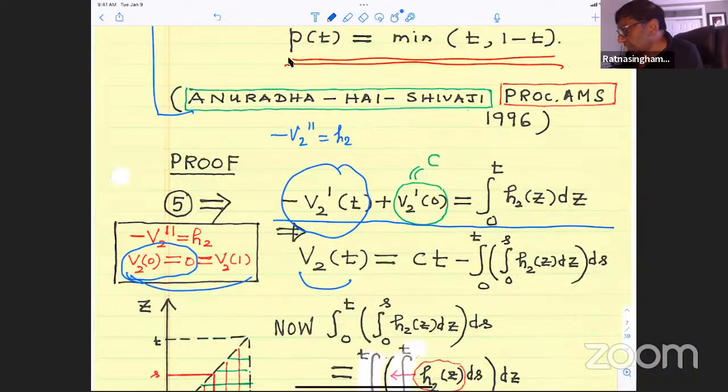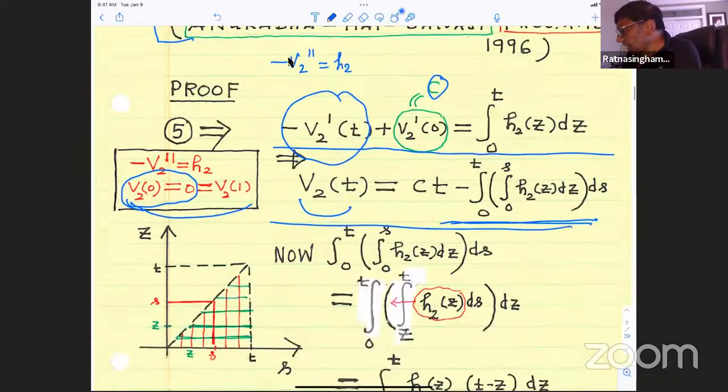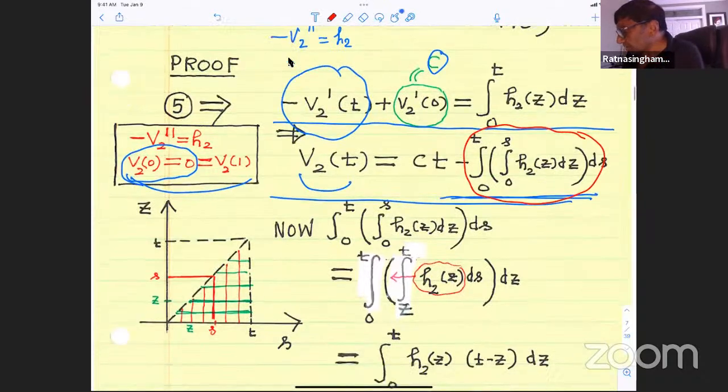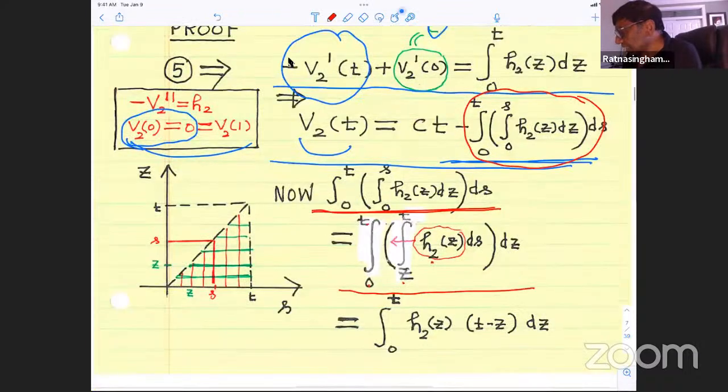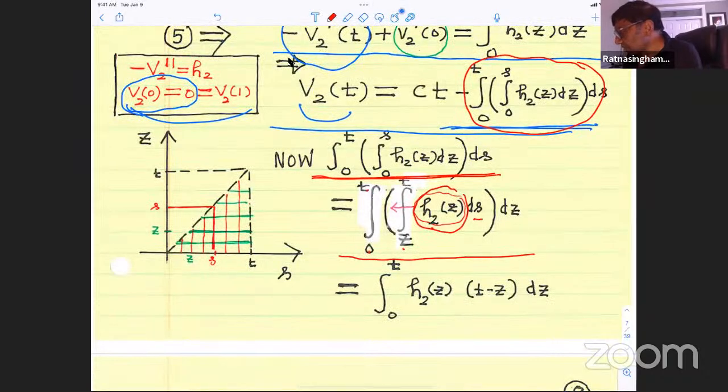And then I get V2 of t, where this is what I'm calling C. I've switched the signs a little bit, but it's okay. If I do some integration, I get C times t, and then I have to integrate this term, which has moved to the other side. Now if I look at this integral, I'm sure you teach this in your calculus: I can change the order of integration. If I change the order of integration in this triangle here, I can write this as the integral from 0 to t and z to t. Now this becomes independent of s, so the integrand becomes just the integral from 0 to t of h2(z) times (t minus z). It's a standard change of the order of integration in this double integral, and then that double integral can be written like this.